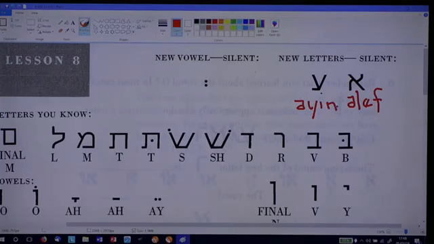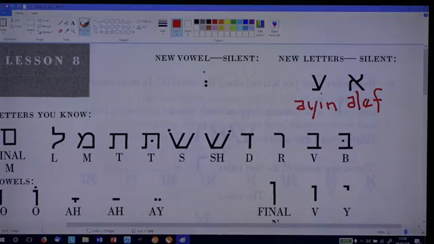Ein. And neither one of these has a sound. They are a placeholder for a vowel. Or in some cases, they're just there to sort of allow you to pause when you say the word. That's all. They hold a vowel.